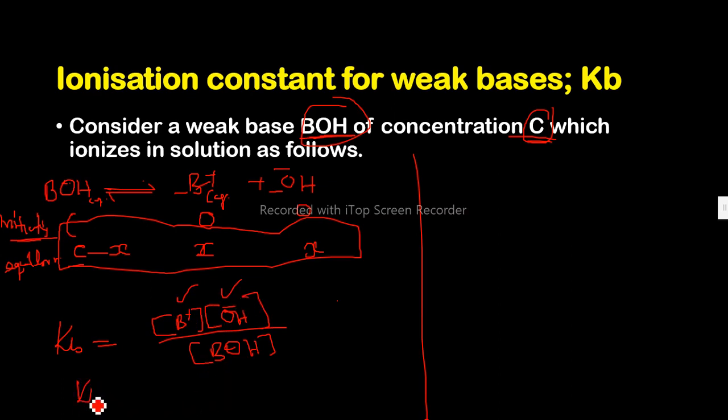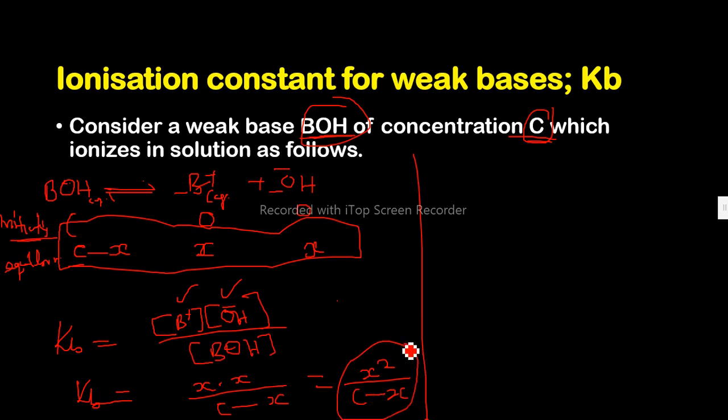So we shall have our Kb, which is equivalent to the concentration of B ions, which is X, times the concentration of OH ions, which is X, divided by the concentration of C minus X, which is equal to X squared divided by C minus X. So this is our Kb, and that's how we shall determine our Kb. And we are going to see an example.